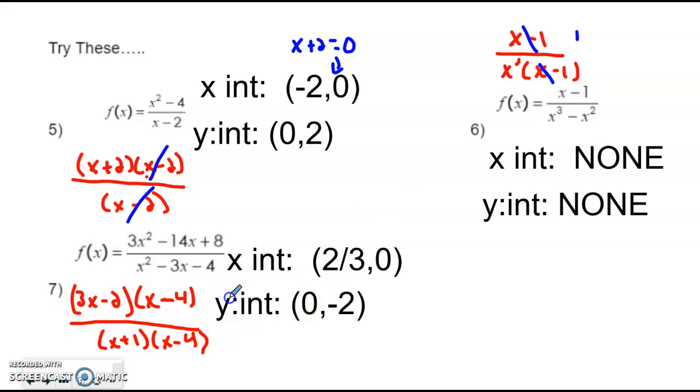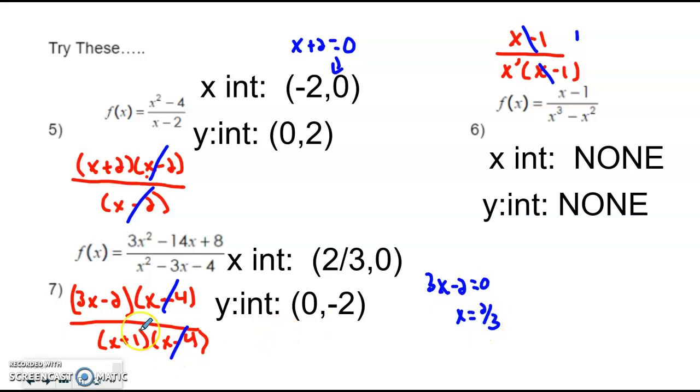Number 7. We look at this and we know that the x minus 4's cancel. And so in order to find the x-intercept, we're going to look at the numerator. Remember, the denominator tells us what the asymptotes are. And then we look at 3x minus 2. We're going to set 3x minus 2 equal to 0, and you would get x to be 2/3.